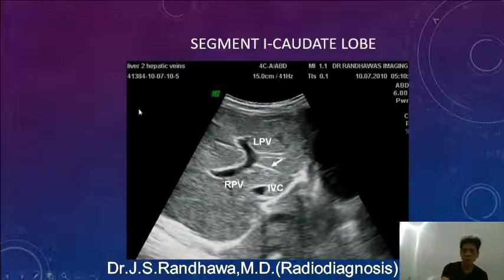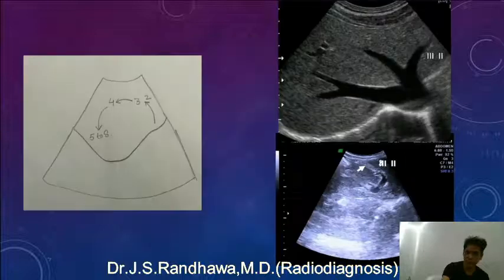Now, going on to the segment classification from 1 to 8, segment number 1 is the caudate lobe. So caudate lobe is segment number 1. This is the caudate lobe, and it is also called segment number 1. So we have 8 segments. So let us go on to the other segments.